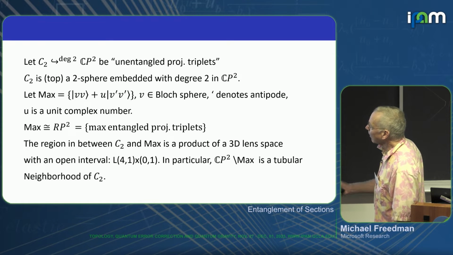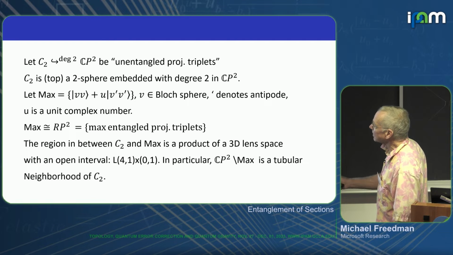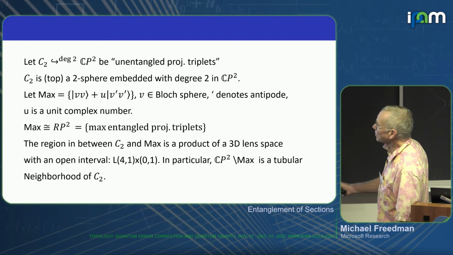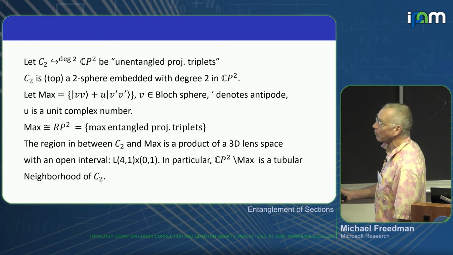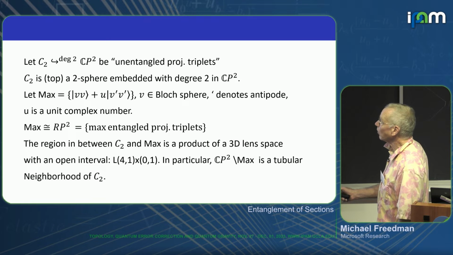And a little analysis of this formula shows that the maximally entangled vectors up to phase, because we're in projective space, is actually a copy of RP2. So it's the Bloch sphere with antipodal points identified. The basic reason for identifying antipodal points is you get the same state whether you have a prime here, or a perp here, or a perp there.